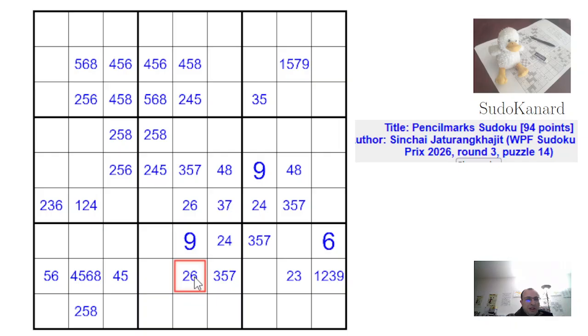a faster experience. So I'm seeing that that's a 2, 6 pair, so that can't be a 2. We also have a 4, 8 pair here, so that can't be a 4. We can also see that 6 is not in here, so 6 will have to be there, which means that 6 is not in here and 6 will have to be there, and this is not 6.